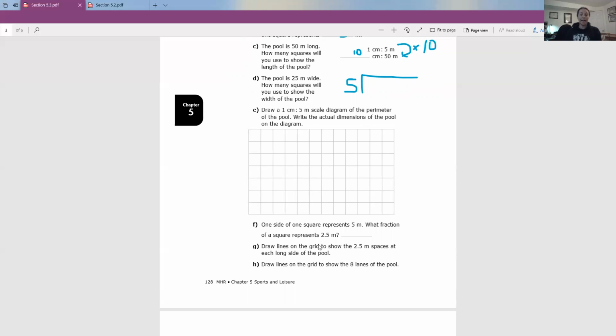Please now look at F. I'll do F with you, and then you do E on your own. I'll do F with you, and then you do G and H on your own. So one side of 1 square represents 5 meters. Okay, so that's 5 meters. What fraction of a square is 2.5? Well, 2.5 plus 2.5 is 5, so this is half. Okay, so your fraction is a half, because remember we had those lanes that are 2.5 meters, so each lane is about half of a square. So your job now is to draw the lines on your pool that would represent each of the 8 lanes, okay?